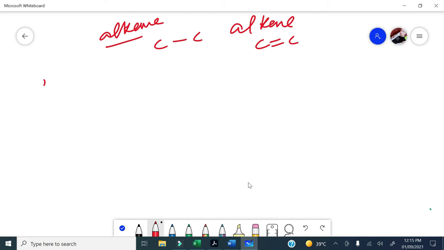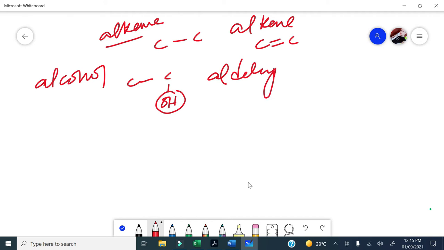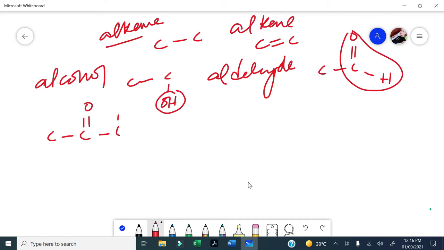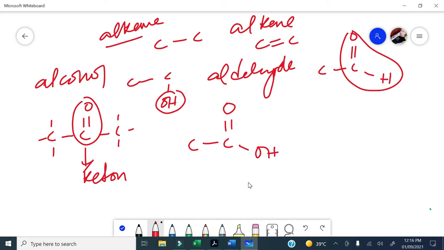Okay, we have alcohol. We represent it with OH. This is the functional group of alcohol. We have an aldehyde. The functional group for aldehyde is C double bond O and then H. This is the aldehyde group. Then we have C double bond O and then C. This is a ketone group. We have C double bond O, single bond OH. This is carboxylic acid.